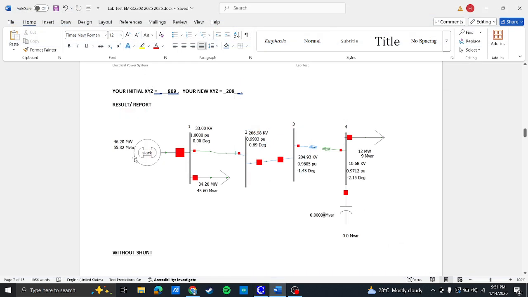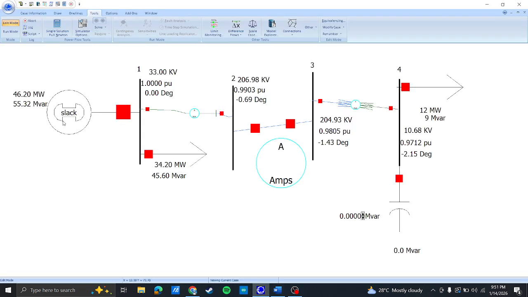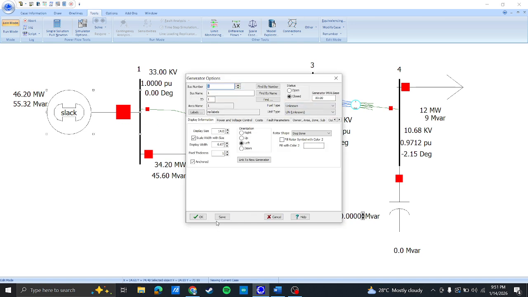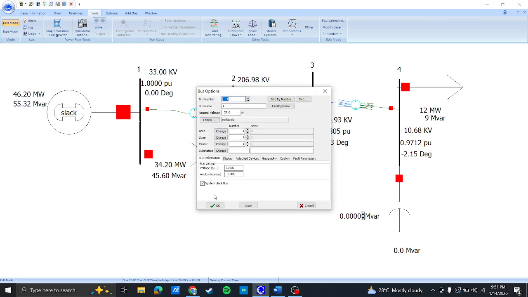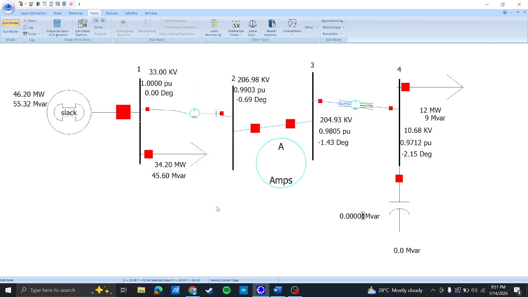So now my circuit has been set to 80 MVA base, and bus 1 has been set to 33 kilovolt. For bus 2, we have set the value of voltage to be 209 kilovolt. For bus 3, we also set to 209 kilovolt. And finally, for bus 4, we set to 11 kilovolt with 50 MVA.